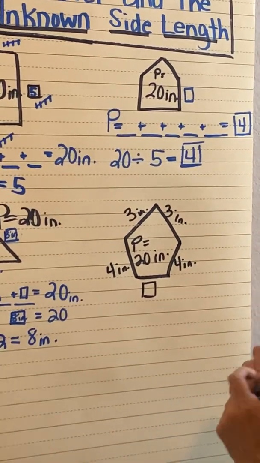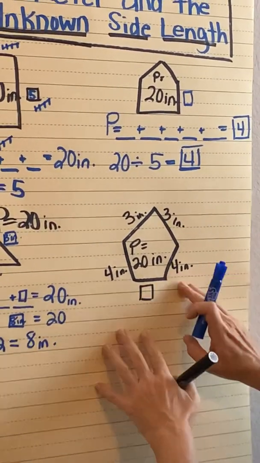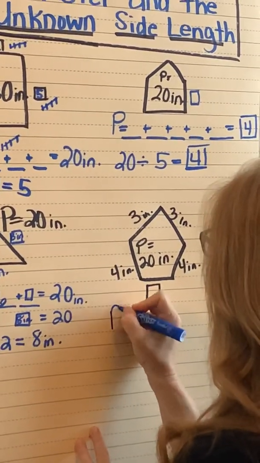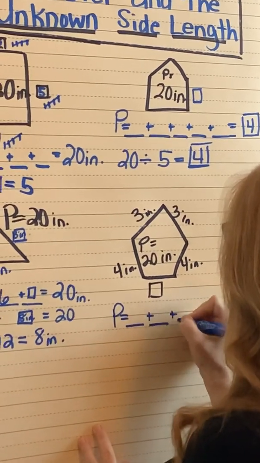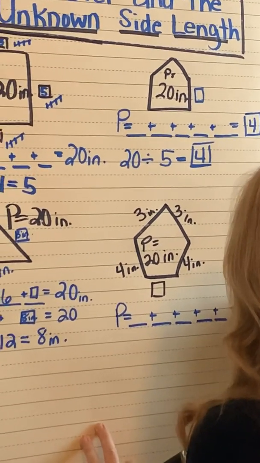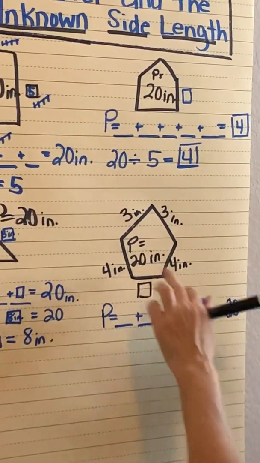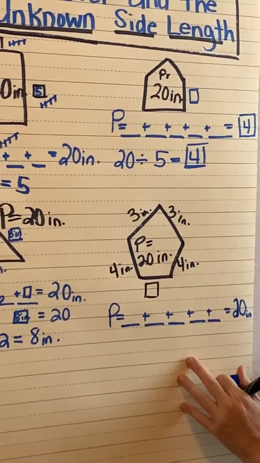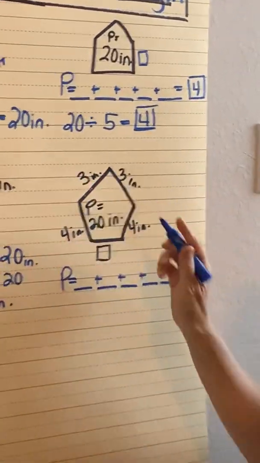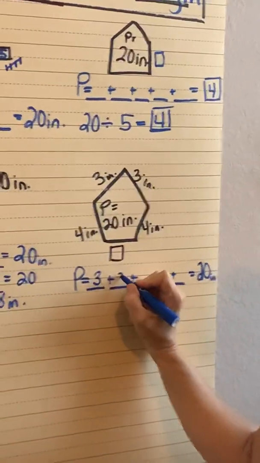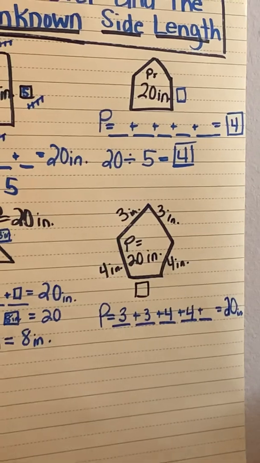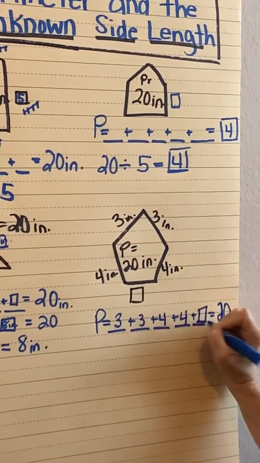Okay, so let's set it up. So in our perimeter with a pentagon, then we know we need to have 5 side lengths set up. So our perimeter equals side plus side plus side plus side plus side, which equals, well, in this case, we know our total perimeter, and it's 20 inches. Okay, let's double check and make sure I have space for 5. 1, 2, 3, 4, 5 sides. Super. And I know I have 3 inches, and 3, and 4, and 4. Perfect. Now I just need to break it down, solve for my unknown.